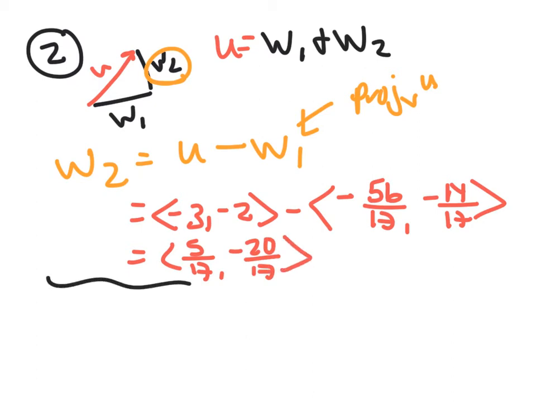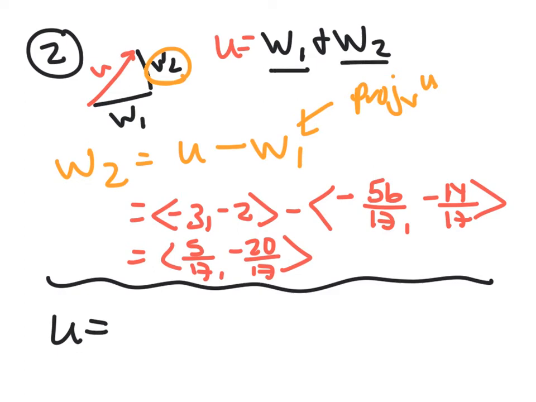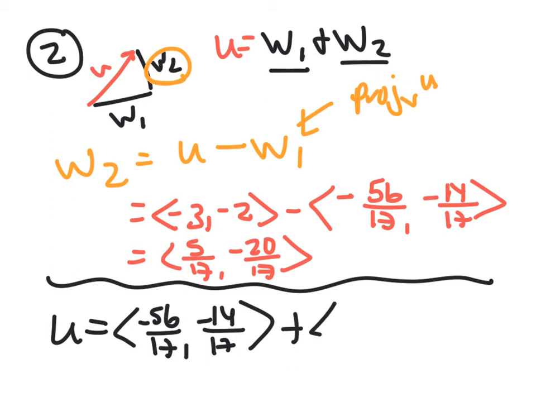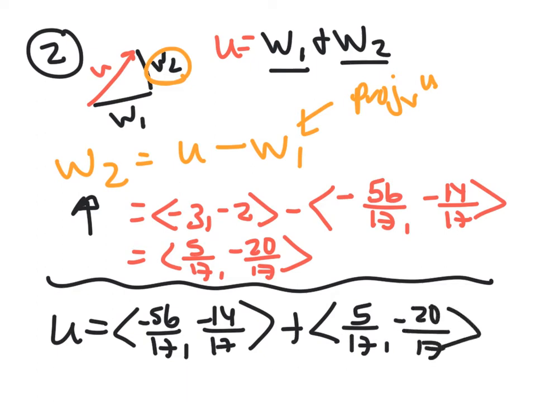And so when it wants you to write U as a sum of orthogonal vectors, you're going to write U, and then W1 was the -56 over 17, -14 over 17, plus that W2 that we just found. And if you were to add these two together, W1 plus W2, you would see that you get your U of -3 and -2.